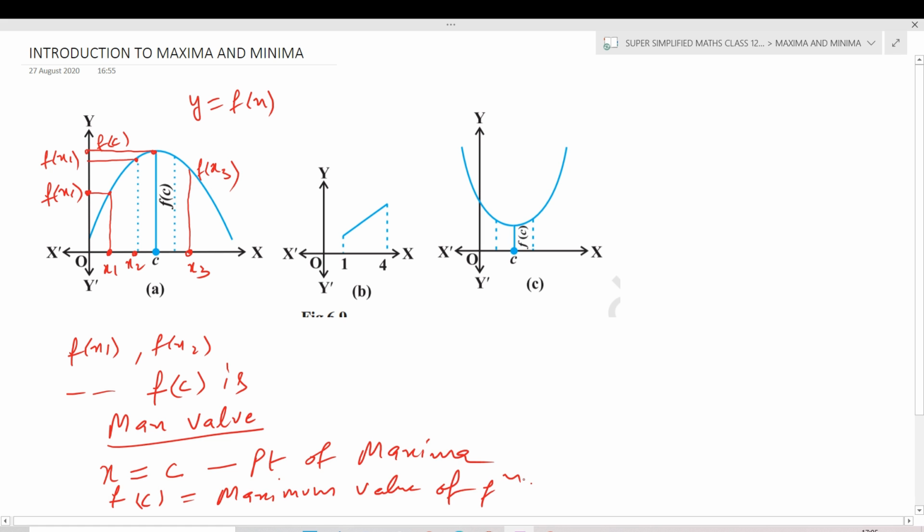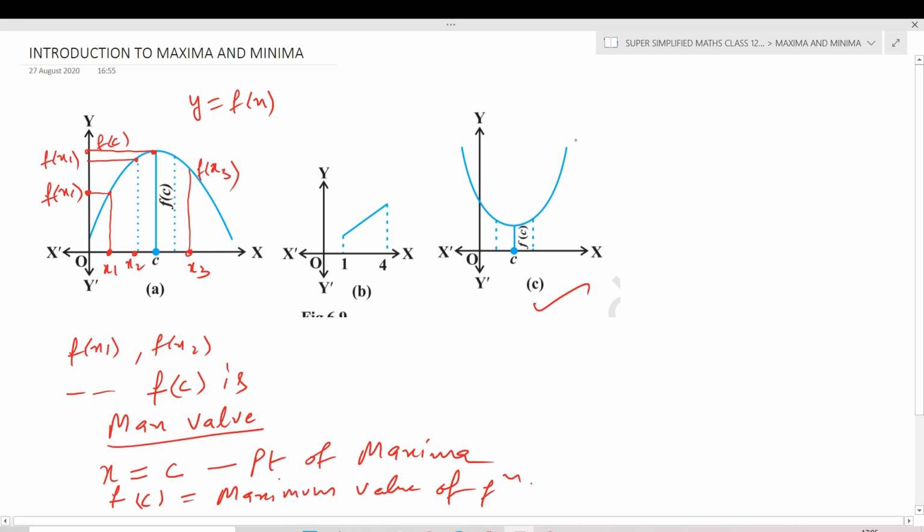So here I think you must have got some idea about what we are going to do in the chapter maxima and minima. Point of maxima is that value of x at which the function attains its maximum value. Now similarly consider the second figure, figure C.